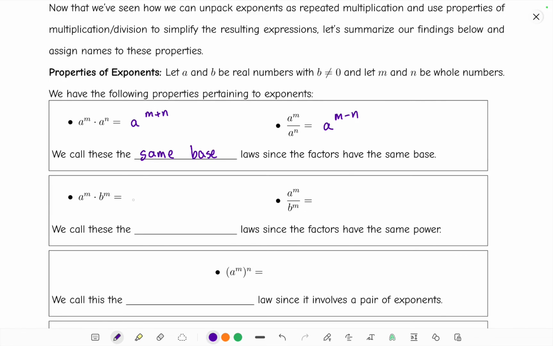Next, we have a to the m times b to the m. So this is using the product to a power rule, but backwards. Because these have the same exponent, I can rewrite it as a times b to the m. So when we did the examples, we went from right to left, but it's okay to go from left to right. Same with a to the m over b to the m. That will be the same thing as a over b to the m. And we call these the same power laws, since the factors have the same power.